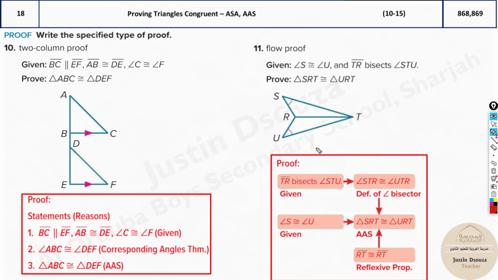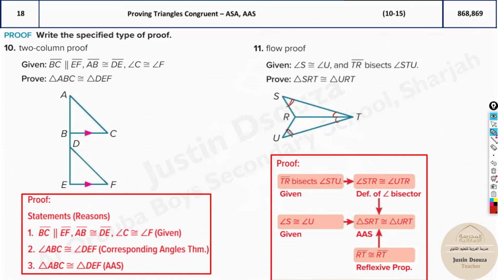Now the next one, similar to this, but here we have been told that TR bisects angle STU. Now this is a bisecting line. What happens is the angles are equal here. And then angle S is congruent to angle U, this and this. So they both are congruent to each other. Now we need to find one more side that is equal.